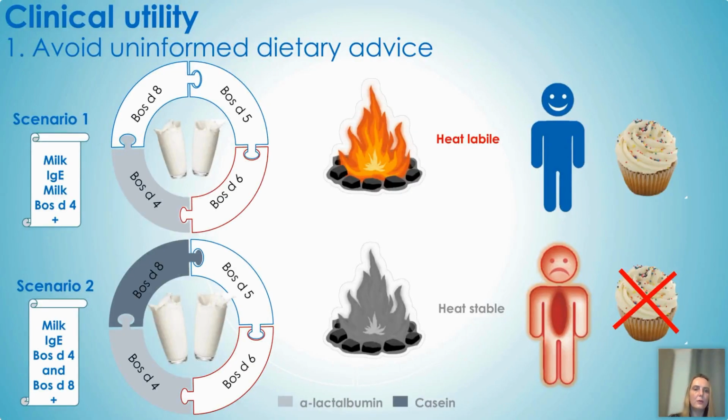So just for example, avoid uninformed dietary advice. So if your milk extract is positive and we do the component testing and we see that the Bos d 4 only is positive, which is the alpha-lactalbumin, it is heat labile, so the patient would be able to eat milk in baked products. But if the patient is positive on the milk extract, and we test the component testing, and here the Bos d 8 or the casein is positive, which is heat stable, the patient will not be able to eat baked milk products, for example, muffins.